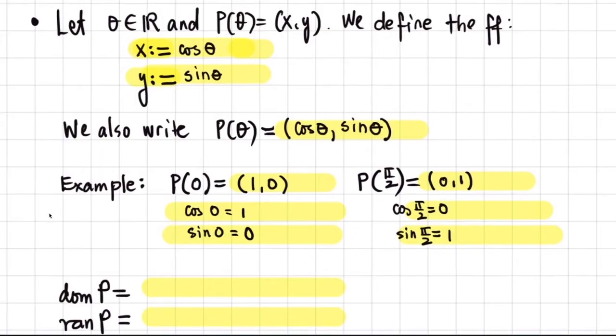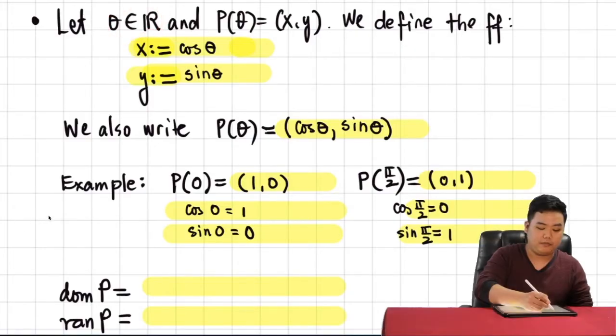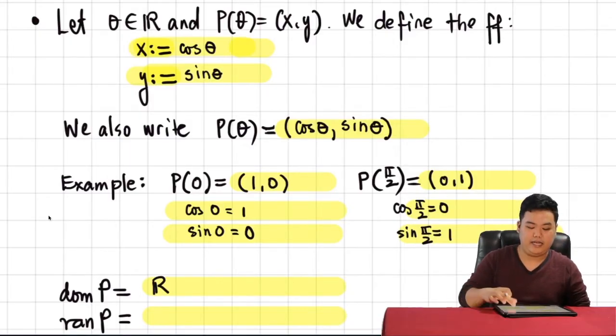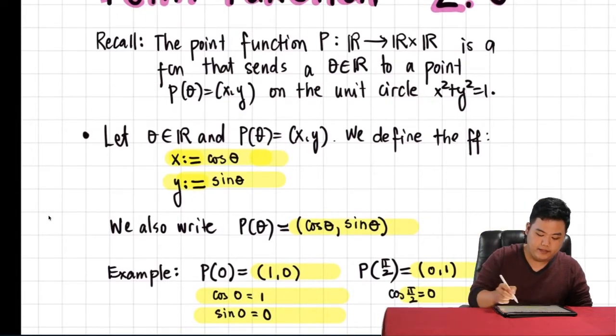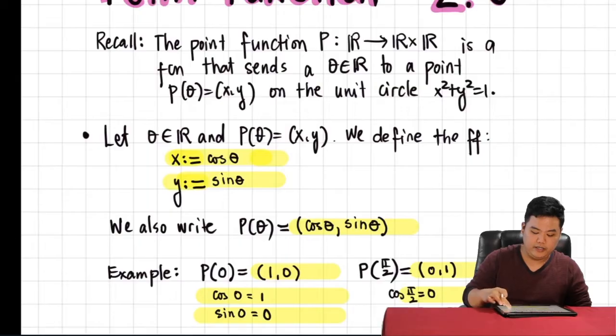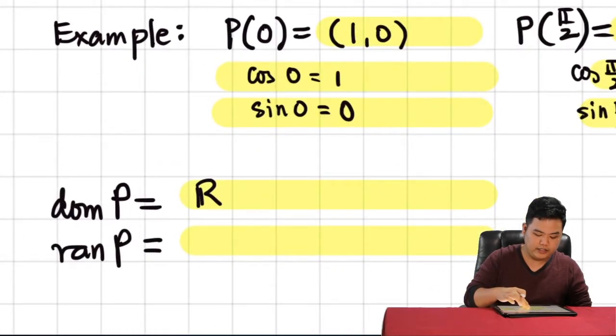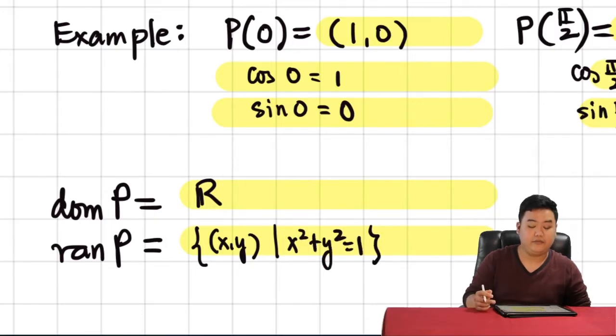Okay, so let us give some properties of this point function. So, yung domain niya, kumukuha tayo sa mga real numbers. And lahat ng real numbers pwede. So, meaning, its domain is the set of real numbers. And, from the definition of the point function, anong sabi niya? It sends theta to P of theta. And that P of theta is on the unit circle. So, meaning, the range of this point function is the set of points xy such that x squared plus y squared equal to 1. Set of points such that nasa unit circle.